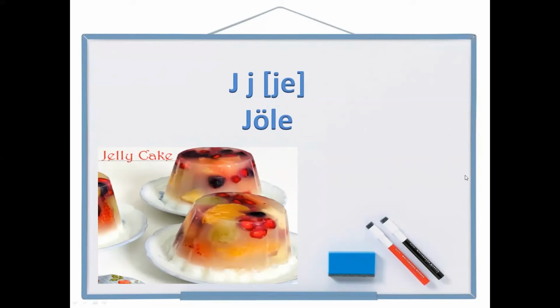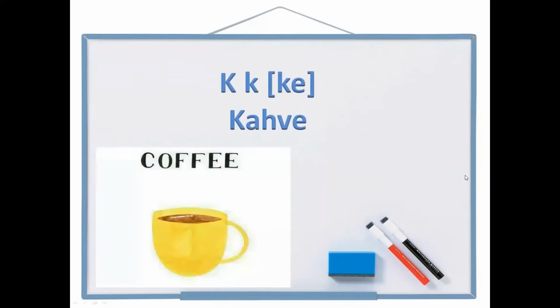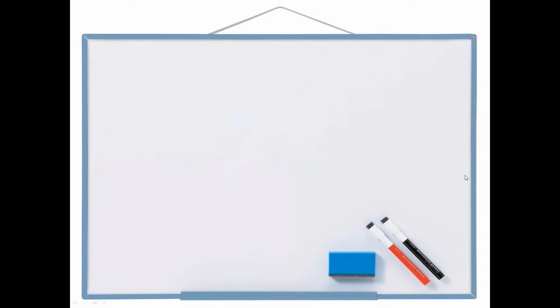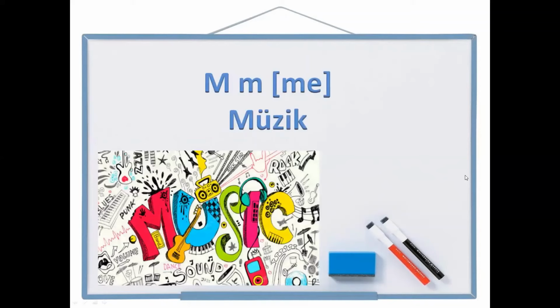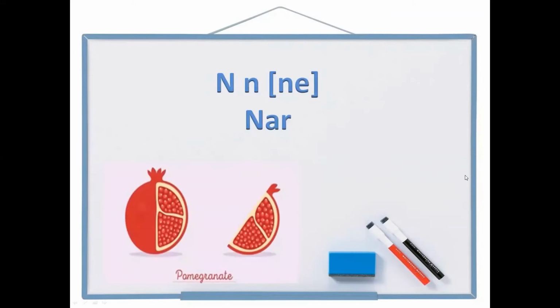Okay, the next one is, it is not J, it is J. Jöle. J. Jöle. And the next one is K. Kahve. K. Kahve. And the next one is L. Limon. L. Limon. And the next one is M. Müzik. M. Müzik.